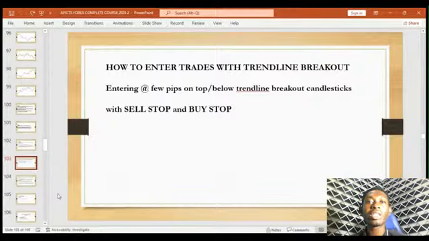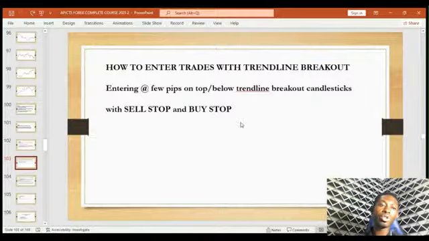How to enter trades with trend line breakouts. How do you enter trades with trend line breakouts? Number 1, enter a few pips above or below the trend line breakout candlestick with a sell stop or buy stop. So what do you do when you see a trend line broke out?